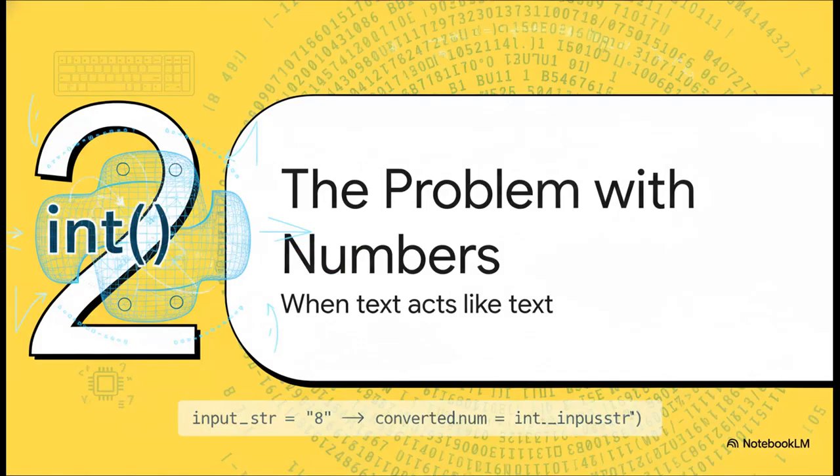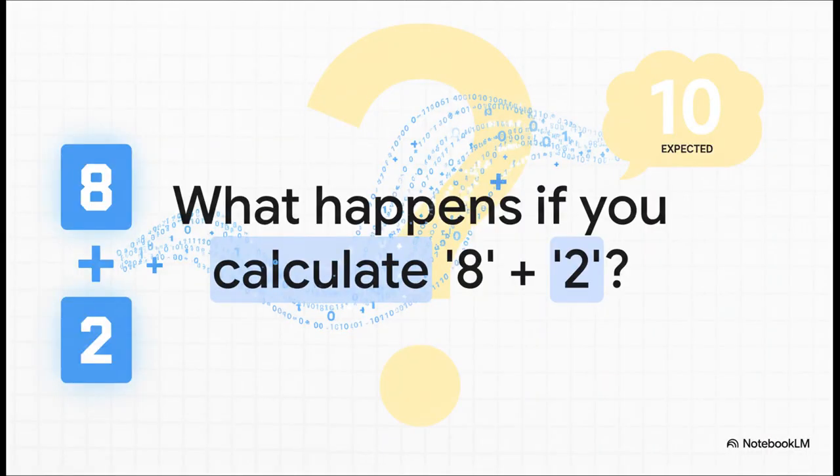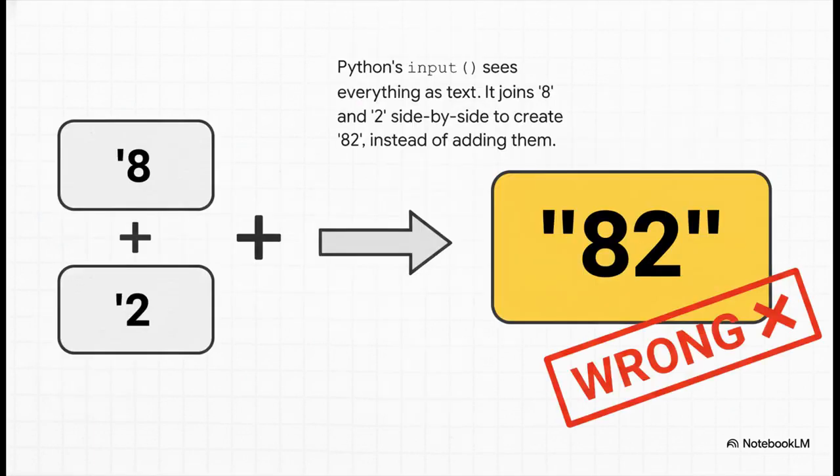Okay, but that brings up a really important question. What happens if the text you get from a user isn't a word like blue, but it's something that looks like a number, say the digit 8? This is where things get interesting. So just think about it for a second. If you ask a program to take the number 8 and the number 2 and add them, what's the answer? 10, right? That's what we'd all expect. But that's not what happens. The program actually gives you 82.